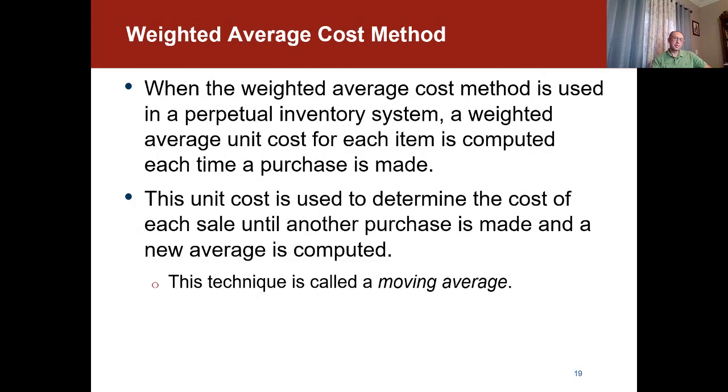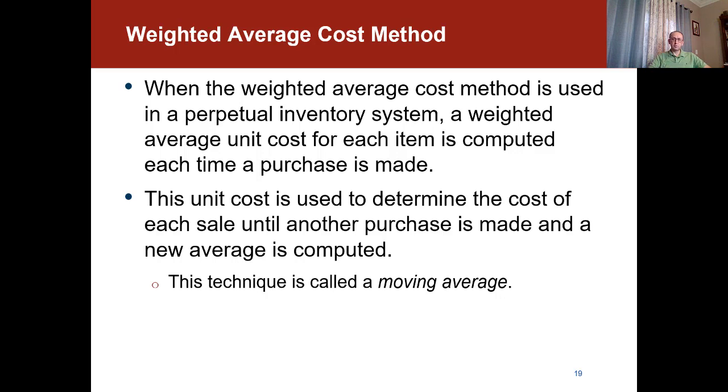Now let's talk about the third method of the cost flow methods, which is the weighted average cost method. When the weighted average cost method is used in a perpetual inventory system, a weighted average unit cost for each item is computed each time a purchase is made. I want you to pay attention to that, because the average would only change once we have a new purchase. Whenever we make a sale, the average is going to stay the same. But once we make a new purchase transaction, we have to update our average.